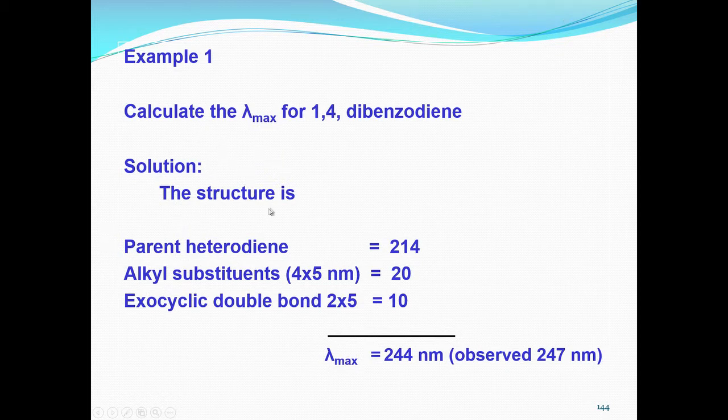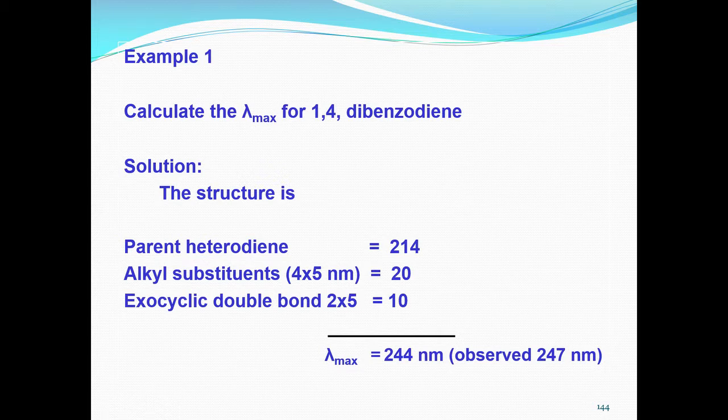In general, I have to tell you that there will not be much difference between the absorption peaks. If the predicted lambda max is 244 and observed is 247, it comes within the experimental error purview. So, plus or minus 3 nanometers we can always expect depending upon the instrument. So, that is the kind of thing.